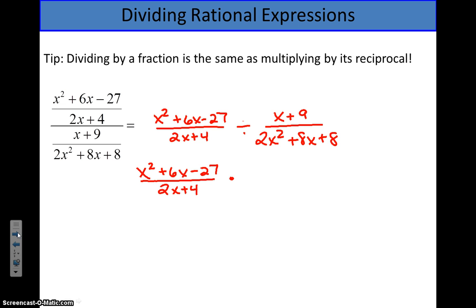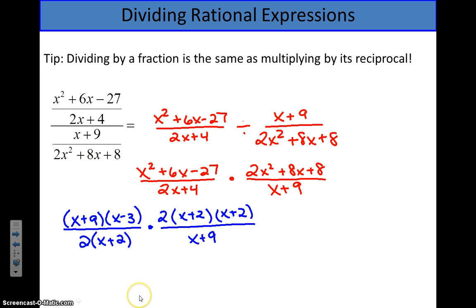So I can change this to a multiplication problem where 2x squared plus 8x plus 8 is in the numerator and x plus 9 is in the denominator. So from there, I'm going to give you once again a moment to try and factor each of those parts, and we'll come back in a second and see how you did. Okay, so we're back, and you can see that in blue here I have the factors completely factored out, and so now it's just a matter of simplifying.